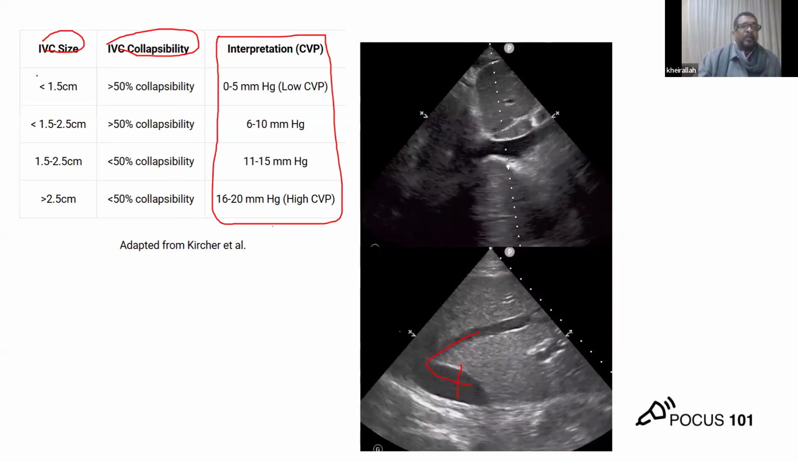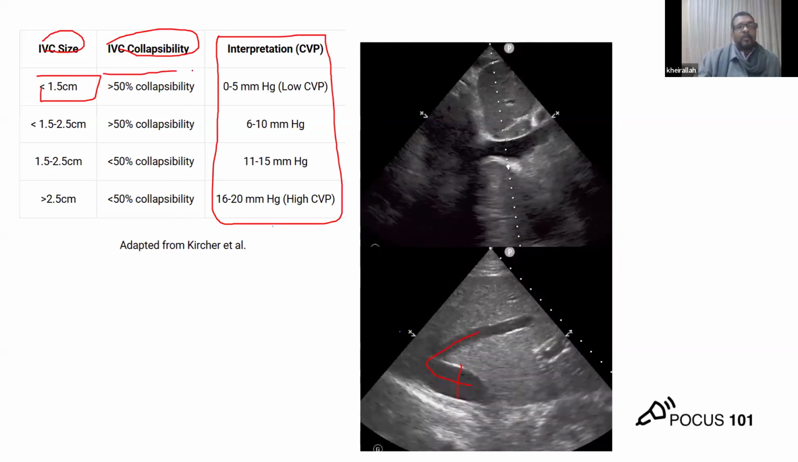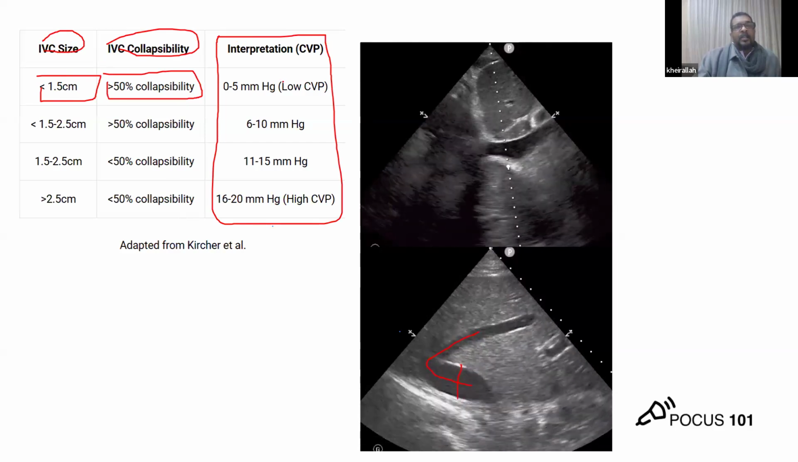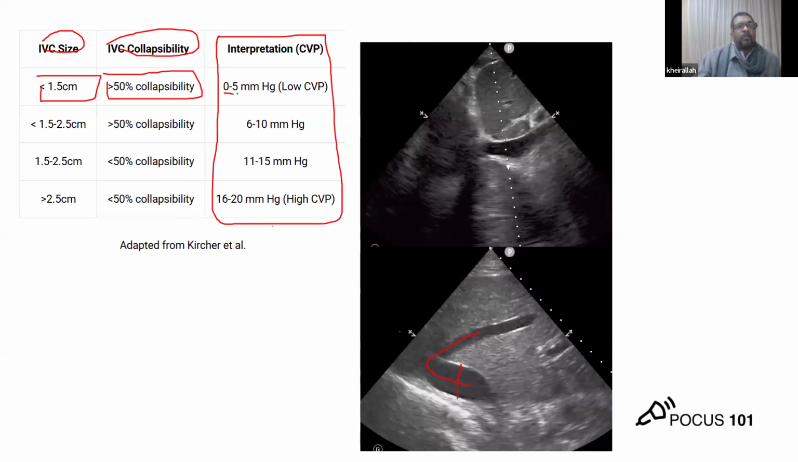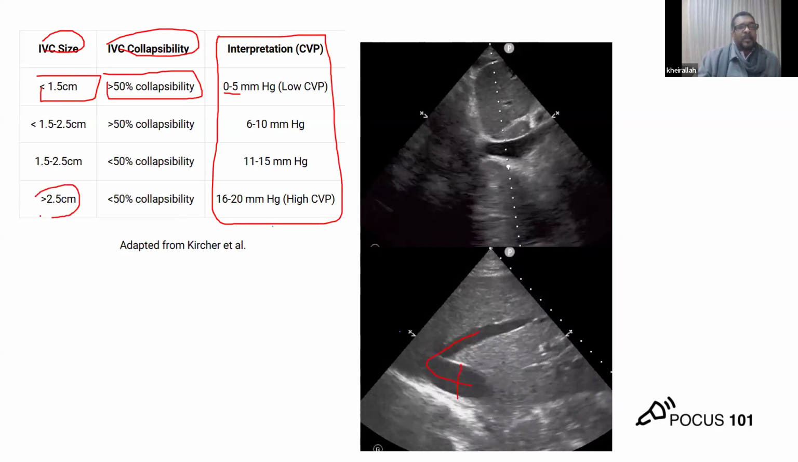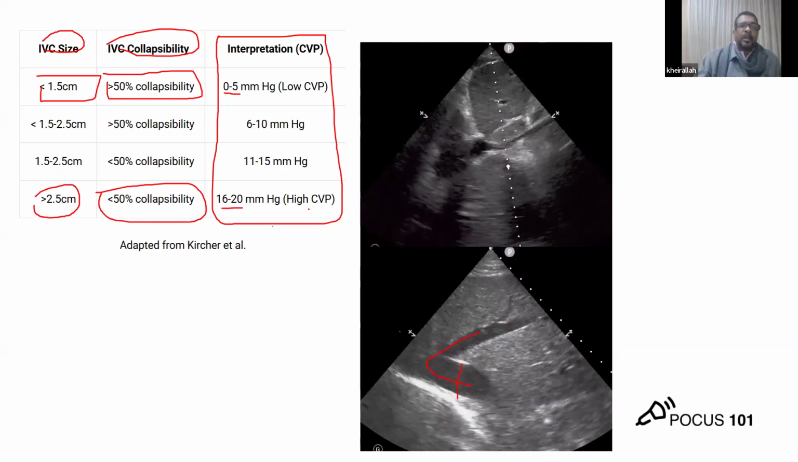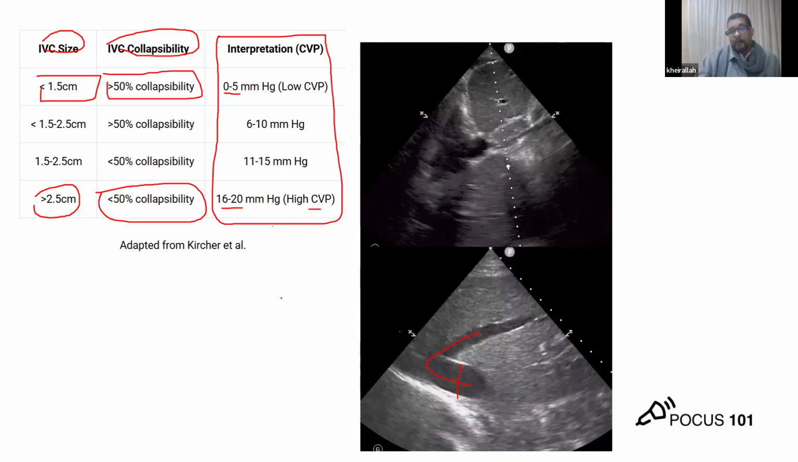So, for example, if it is less than 1.5 centimeter and more than 50% collapsibility during inspiration, the central venous pressure is between 0 to 5. If it is more than 2.5 centimeter and non-collapsible, or collapsibility is less than 50% during inspiration, it is approximately 20 millimeter mercury. Okay.